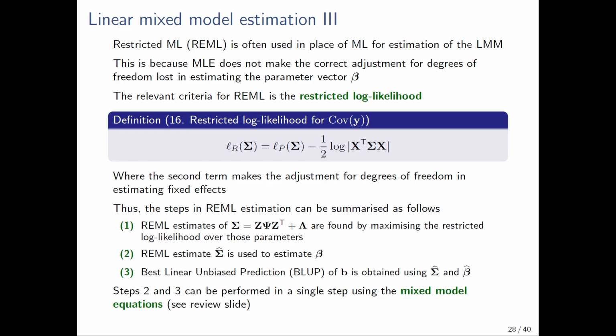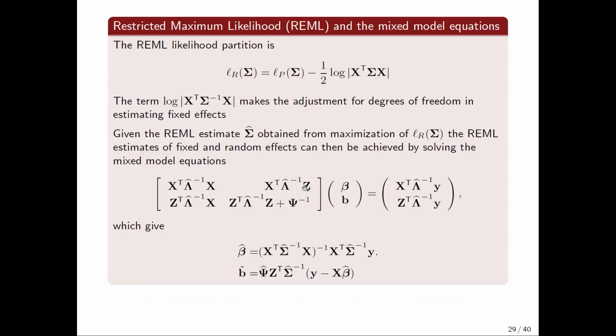Thus, the steps in REML estimation can be summarized as follows. 1. Find the REML estimates of sigma by maximizing the restricted log likelihood over the covariance parameters. 2. Use the REML estimate of sigma to estimate beta, and 3. Obtain the BLUP of b using sigma hat and beta hat. Steps 2 and 3 can be performed in a single step using what's known as the mixed model equations. And these are shown in the review slide.